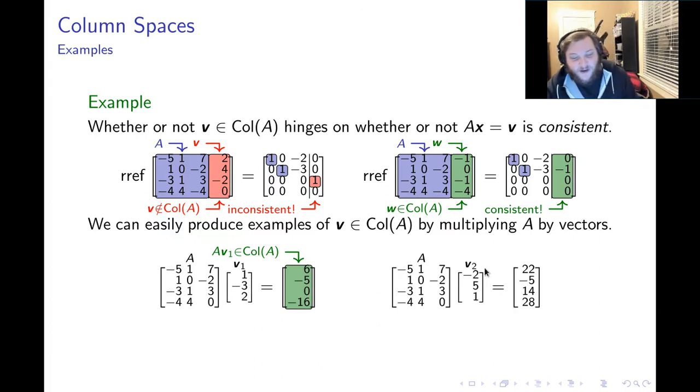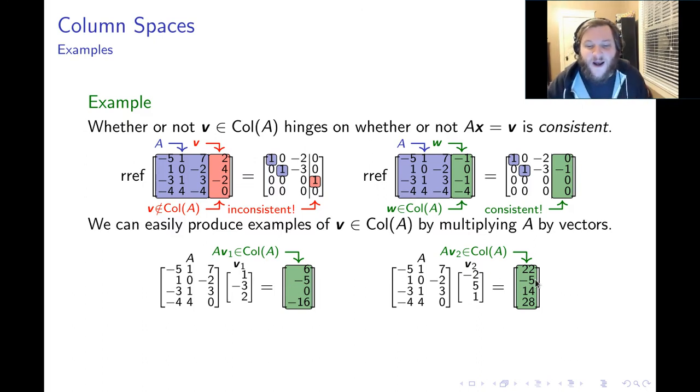Let's take the same matrix and multiply by a different vector, negative 2, 5, 1. That produces 22, negative 5, 14, 28. I know this vector has to live in the column space of A because A times some vector equals that vector. Remember, inconsistent means there is no X that solves the equation. So the fact that we're providing some vector we can multiply by to produce these two vectors on the right here means these two vectors on the right are in the column space.